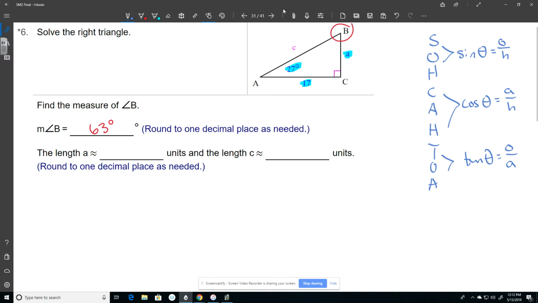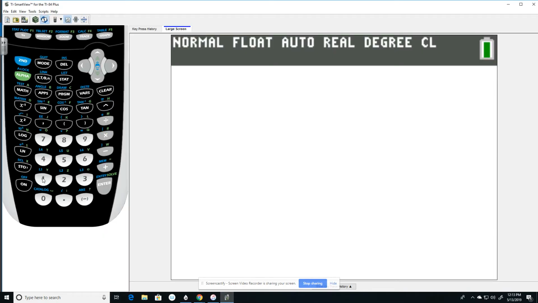In this case, the angle I do know is 27. The 17 is adjacent to my 27. The A is opposite my 27, and C is going to represent the hypotenuse. So if I use this angle to find A, I'm going to use the opposite and the adjacent, which means I'm using tangent. So I'm going to say the tangent of my angle, 27, equals the opposite side A divided by the adjacent side, 17. And to get A by itself, I just multiply both sides by 17. So 17 multiplied by the tangent of 27.